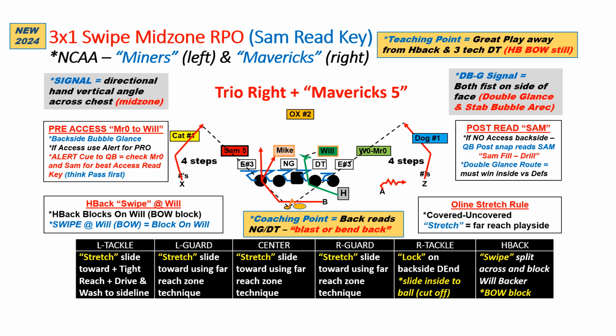With swipe zone, you can run this at the H-back or away from the H-back. Nothing changes with the rules. The H always is going to do a bow block on the Will backer. With him being on the backside, he's just going to use a pull technique to get to him. Receivers always stay with the rules of their routes, the double G by the X and the Z, and the stab bubble by the A. Quarterback, again, slide step, reads the Sam. He fills, we drill the X on the glance. He sits or fills outside, back gets it all day.